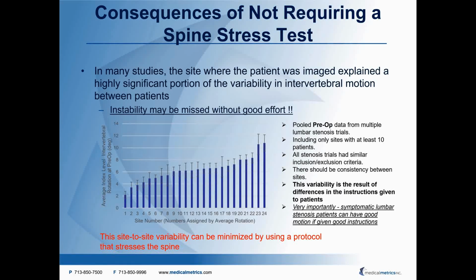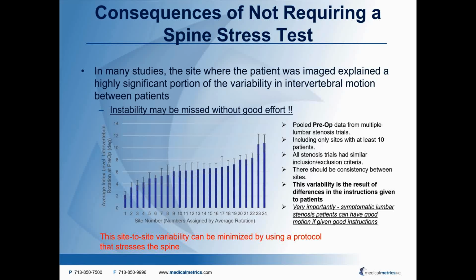In the multiple lumbar stenosis clinical trials where we have measured SPSI, the patient inclusion and exclusion criteria were all very similar. Therefore, patients from all of the clinical sites should be very similar preoperatively. There is no reason to expect large differences in spinal motion between patients.